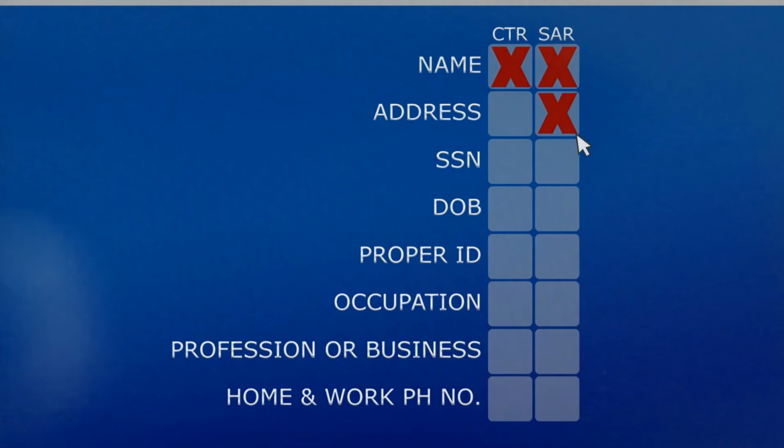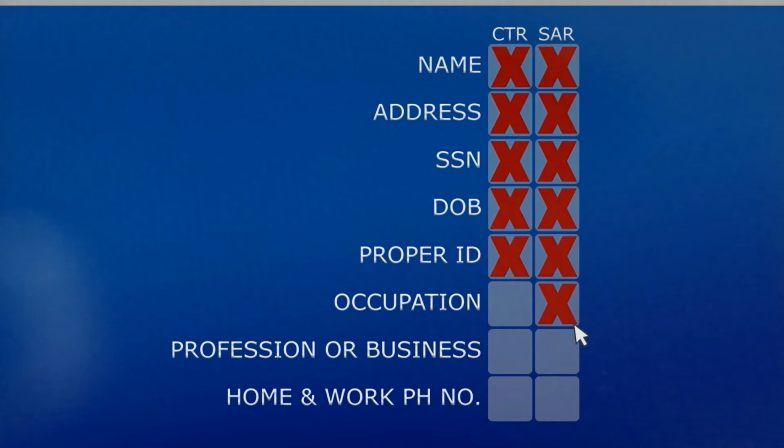Name, address, Social Security or other identifying number, date of birth, proper form of ID. The SAR also requires the customer's occupation and home and work phone numbers. The CTR asks for complete identification of the occupation, profession, or business of the person on whose behalf the transaction is conducted. This applies to a person who conducts a transaction on his own behalf. If a transaction requiring a CTR is being conducted on another person's behalf, identifying information must be recorded about that person too.